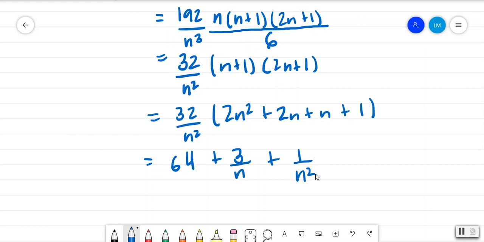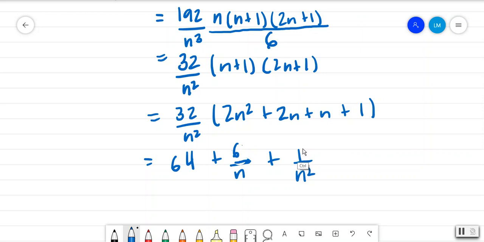Actually, that should be 32. Actually, this is all wrong in terms of the numerator. So that should be 32, not 32, but 64. So this should be 64 also.